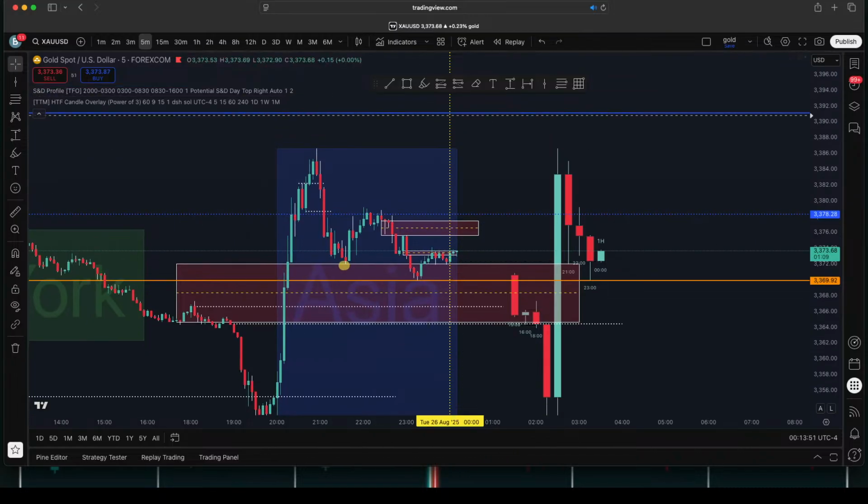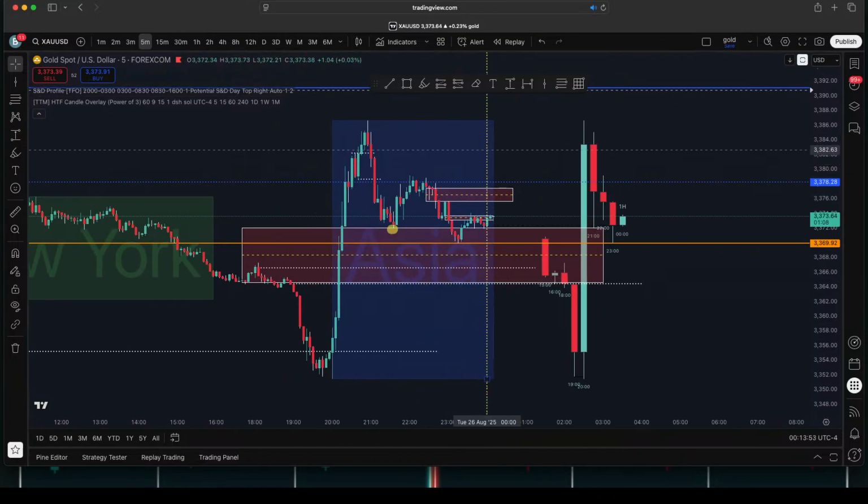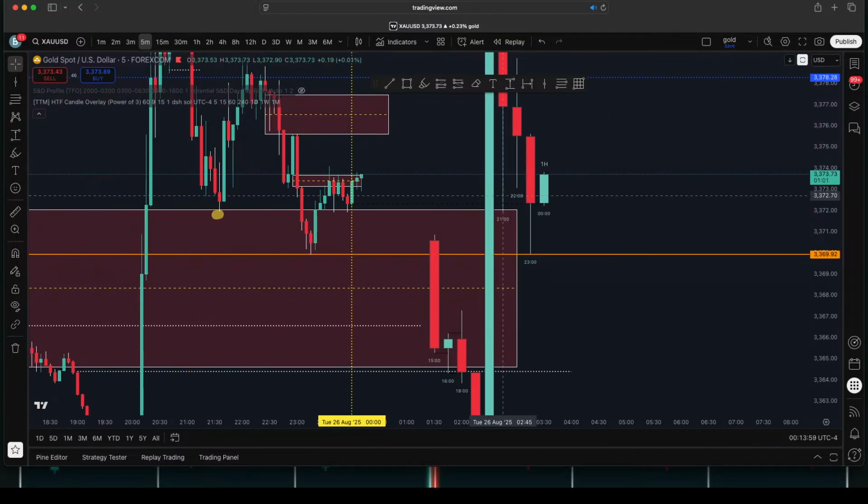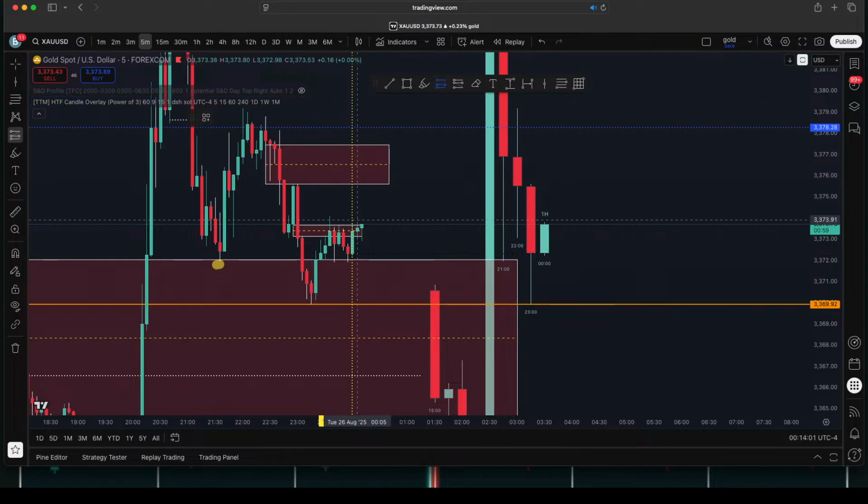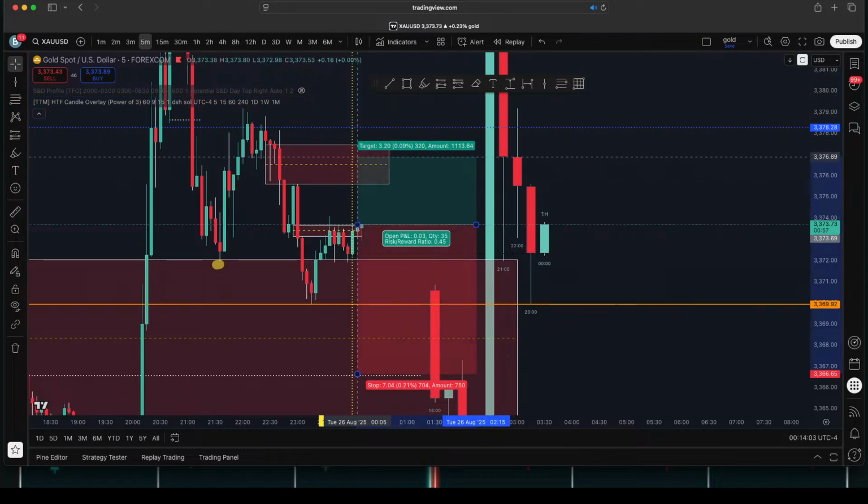So, we're still in the Asia low right now. What I think is going to happen is it's going to push up to these levels right here, at least to these levels. This is only 20-30 pips though.